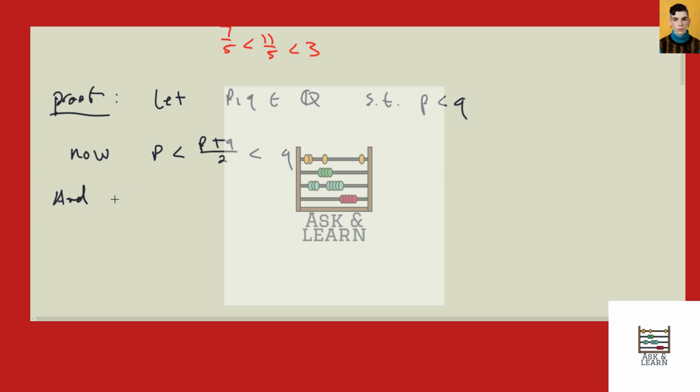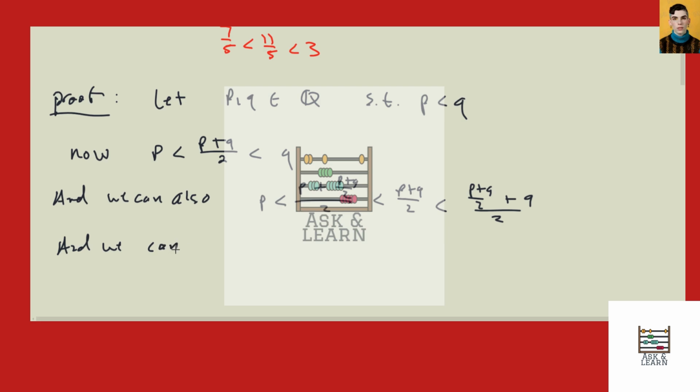And we can also squeeze another number in there by taking those averages. So P less than (P plus Q over 2) all over 2, and then we have P plus Q over 2 in between that. And then we take the average on the right side, so it would be (P plus Q over 2 plus Q) over 2.